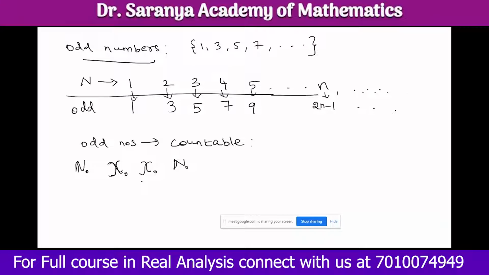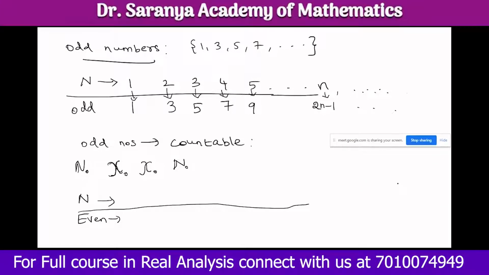So we can map even numbers. Is it possible to map natural numbers to even numbers? How can we map now? 1 maps to 2, 2 to 4, yes, correct. So natural numbers 1, 2, 3, 4, 5, etc., up to n, and then here 2, 4, 6, 8, 10, etc., up to 2n. So this is the one-to-one correspondence, right?